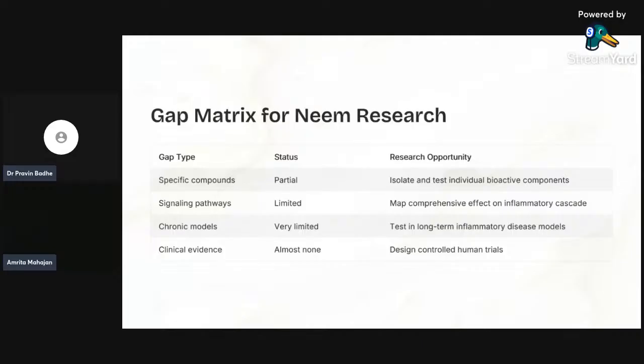Then come the chronic models, which are very limited. Long-term or chronic inflammatory disease models have mostly not been done yet, so you can focus on that too. Then the clinical evidence: there is almost none. So design a controlled clinical trial. That might help you find the answers with that particular population as well.